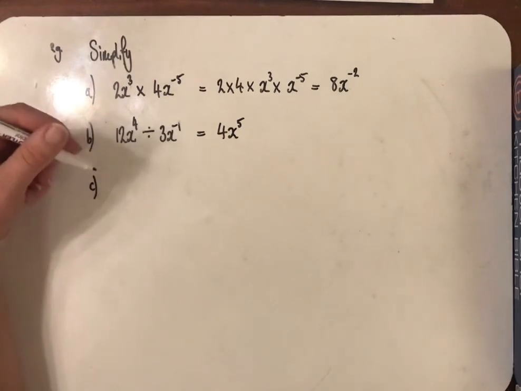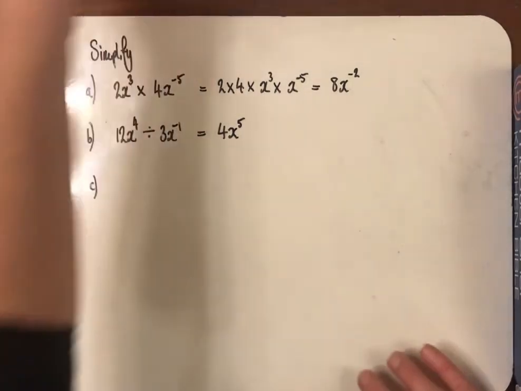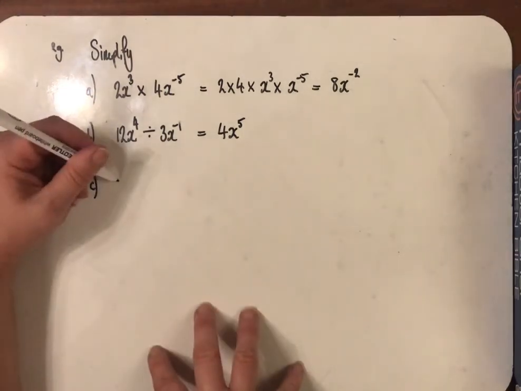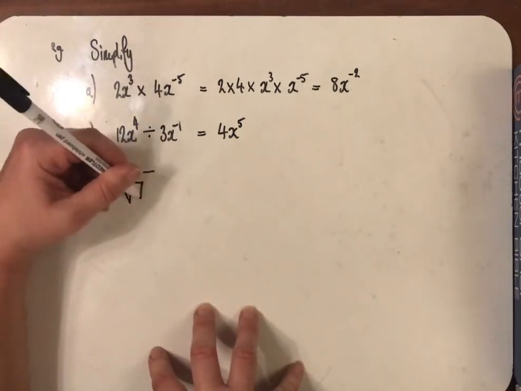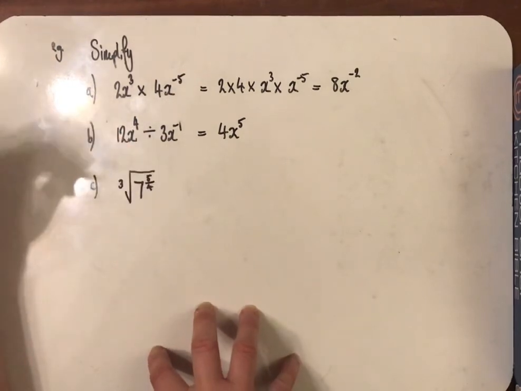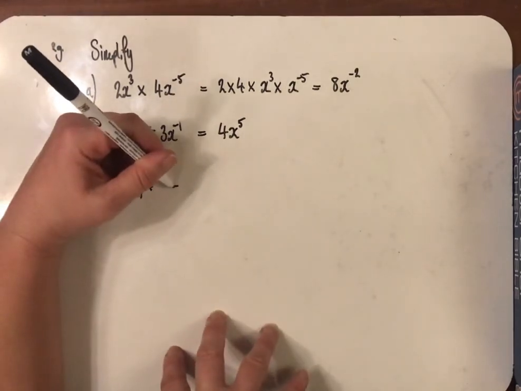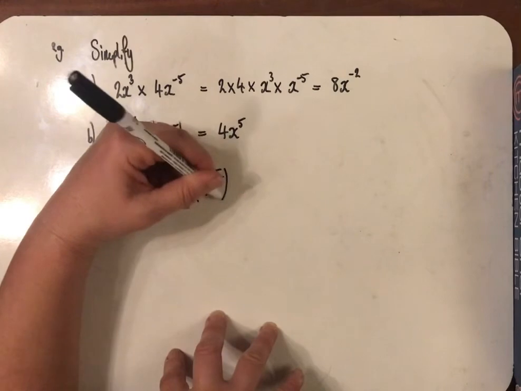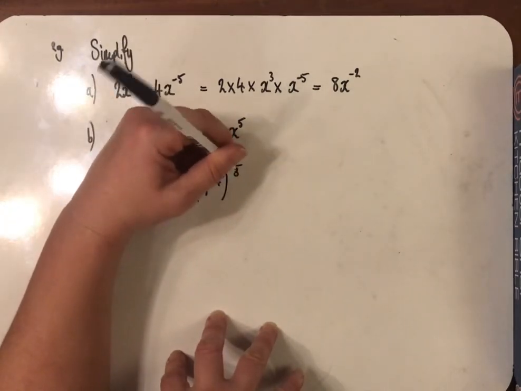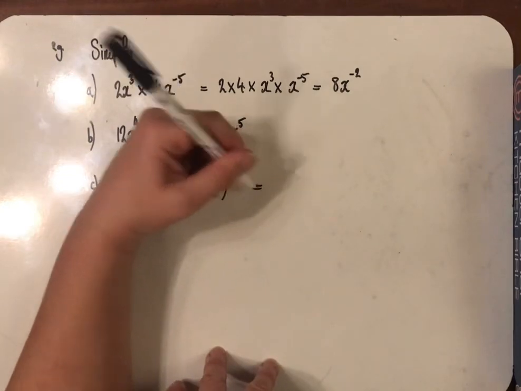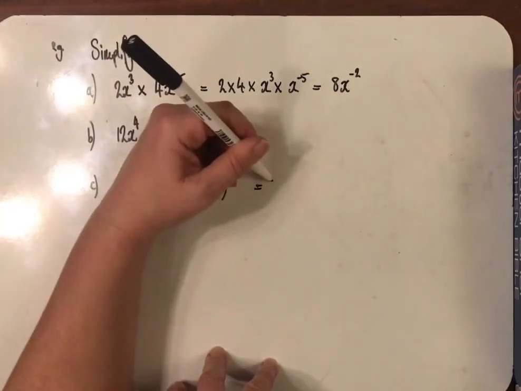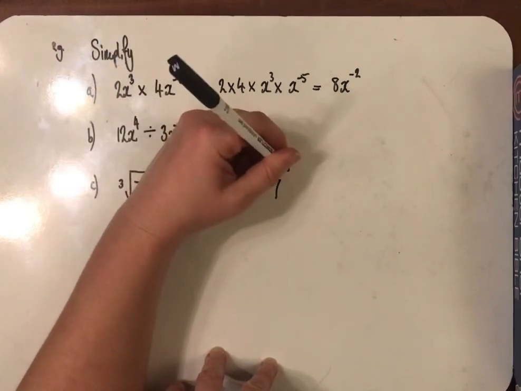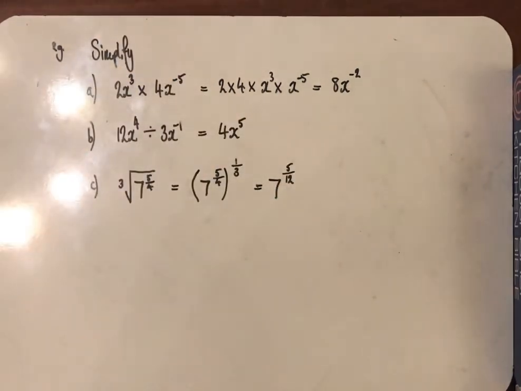And then if we've got what I've written on here now, the cube root of 7 to the power of 5 over 4, to simplify, then that's the same as having 7 to the power 5 over 4 to the power of a third, so that's the cube root power. And then power to power, we multiply them together, so 5 over 12 on there.